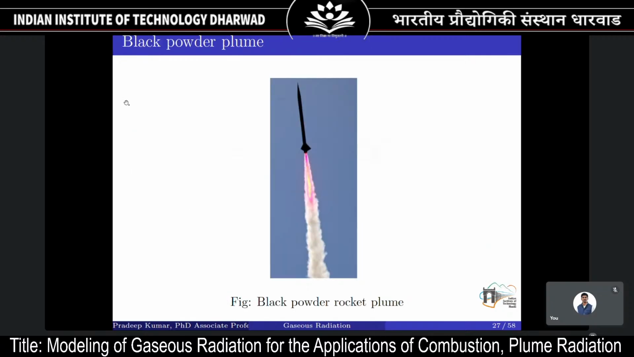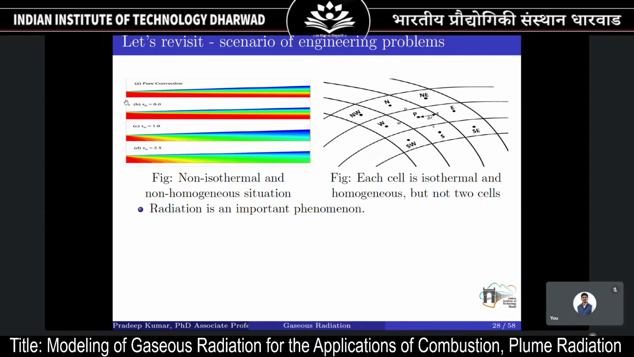Okay, look at another black powder rocket plume. Look at the color of the plume. It is pink. It is telling us it has some different species. Okay. So let's revisit some engineering problem.